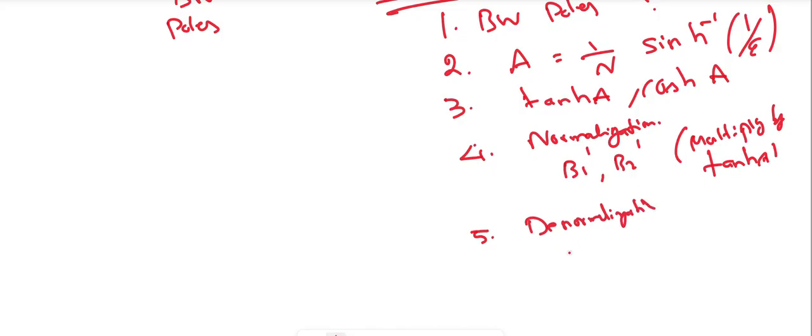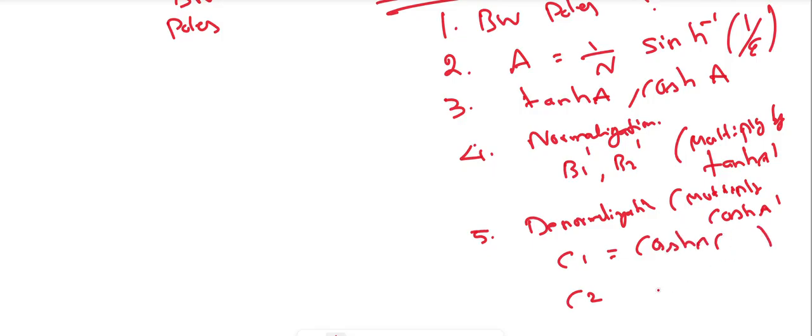For denormalization, multiply by the C1 pole, C2, C3, C4. So that poles have to multiply. So for that multiply by cos H function, cos HA of the B1 dash, B2 dash. So you have to determine the poles.